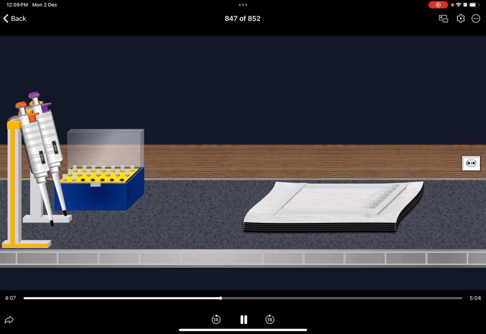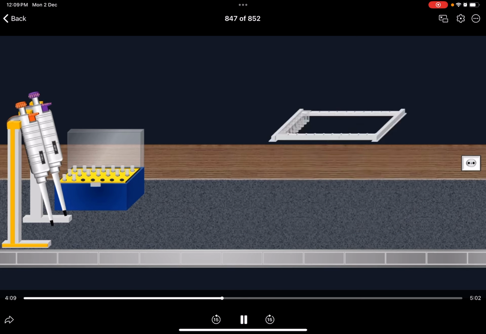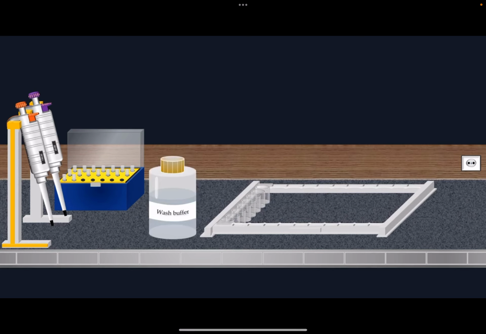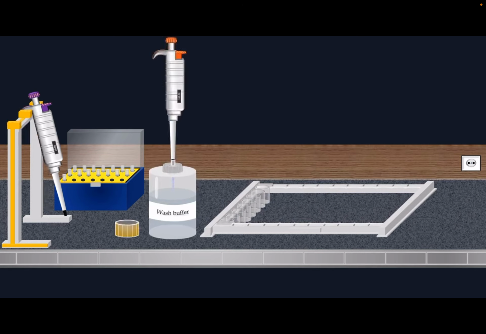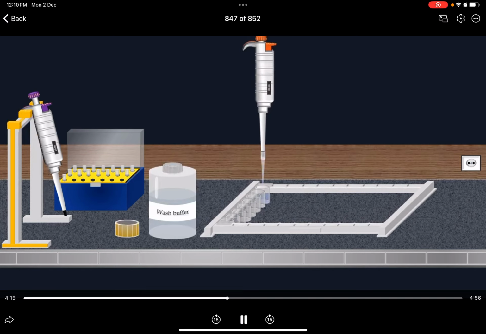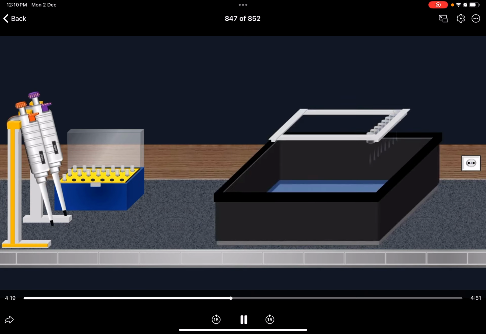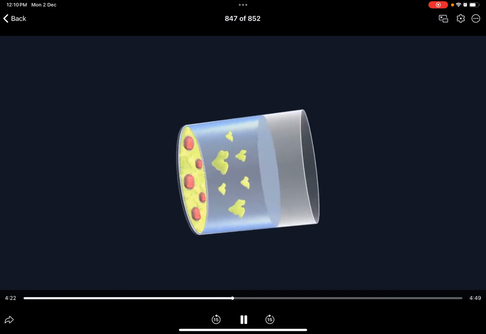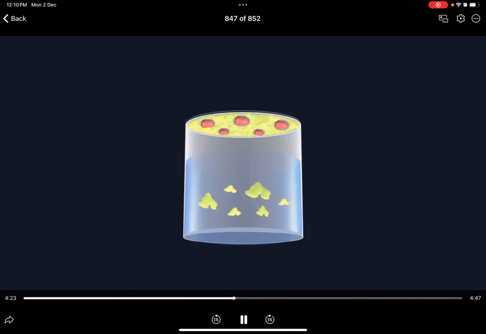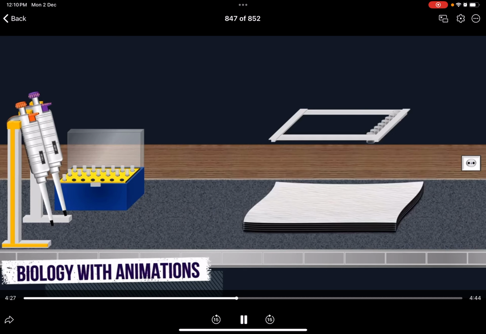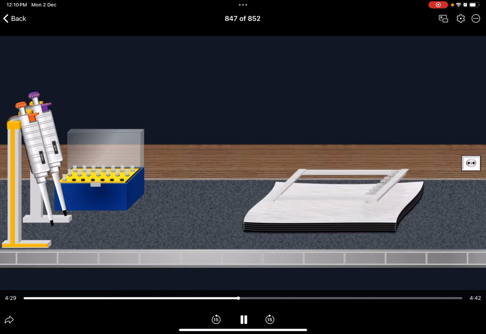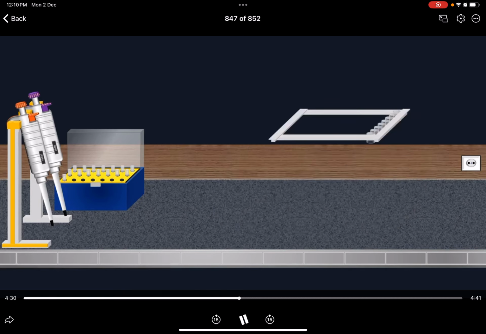Next, the absorbent towel effectively absorbs any remaining solution. After removing the excess blocking solution, the wells are thoroughly washed with the wash buffer. This step helps to ensure that any remaining blocking protein is thoroughly removed from the wells. After discarding the wash buffer, any residual liquid is removed using an absorbent paper towel.